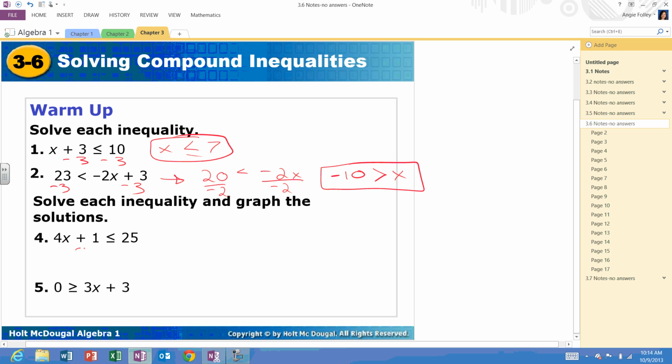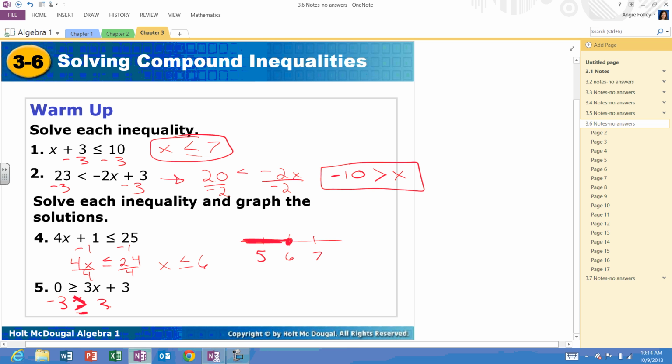Okay, move my 1 over. 4x is less than 24. Divide by 4. X is less than or equal to 6. On my graph, I've got 6, 7, 5. I'm going to do a closed circle at 6, and it says x is less than or equal to, so it's this way.